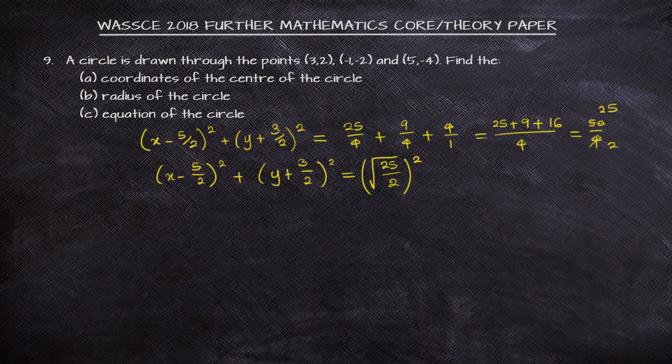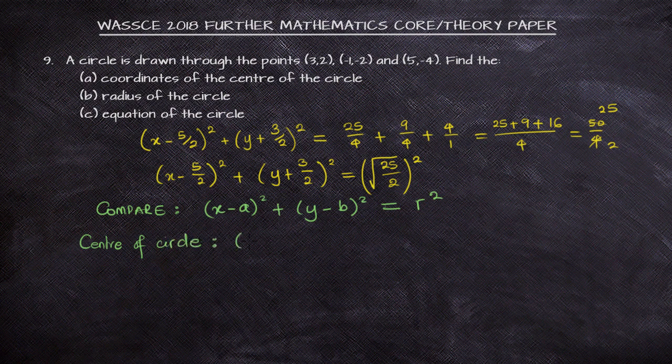Now, for this new equation that we have obtained, if we compare to the standard form of the equation of a circle, x minus a squared plus y minus b squared is equal to r squared, we can see that our coordinates are easily obtained, our radius is obtained, then the coordinate of the center of the circle will be a comma b, and comparing the two, we can see that minus a is minus 5 over 2, and our b will be minus 3 over 2.